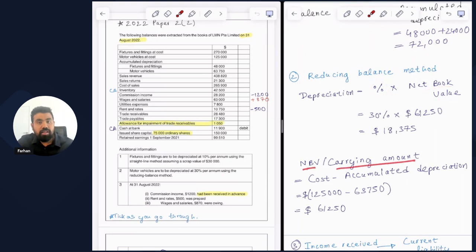Now, the net book value at any point in time can be calculated by taking the original cost of the asset and then subtracting the accumulated depreciation. Now, the original cost for the motor vehicles is $125,000. As you can see, it's given here, motor vehicles at cost to be $125,000. And then the accumulated depreciation is $63,750, which is also what you can see is given here for motor vehicles.